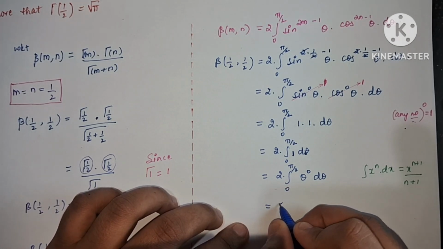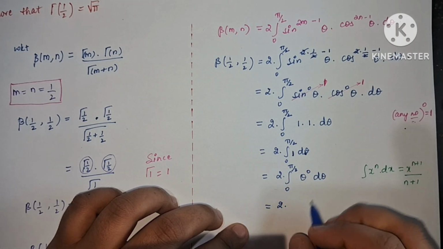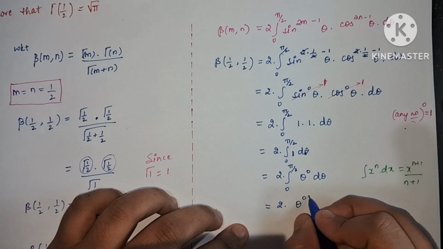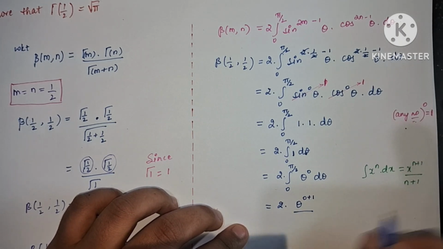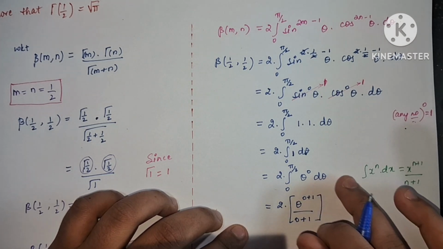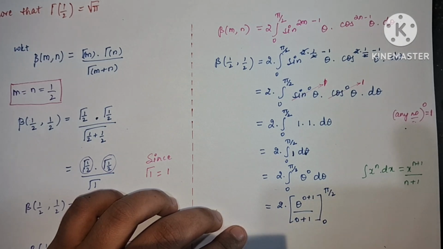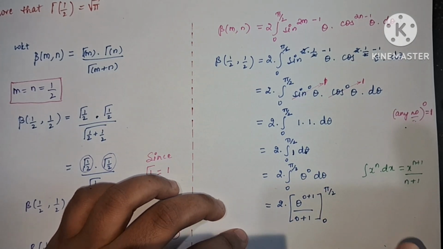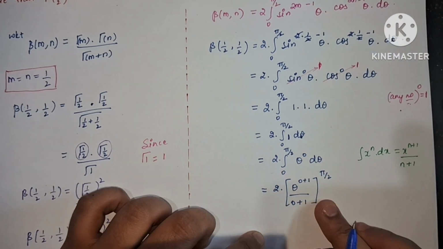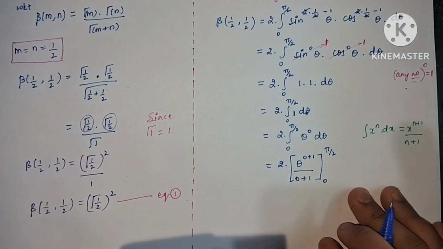Look at here, how do I do this? 2 times the integration of theta to the power n plus 1, that is 0 plus 1, divided by n plus 1, which is 0 plus 1, and here we have the limits. How do we apply the limits? Upper limit minus lower limit. We have already integrated with respect to theta, but this is not our final required answer. We will continue to get the required answer.